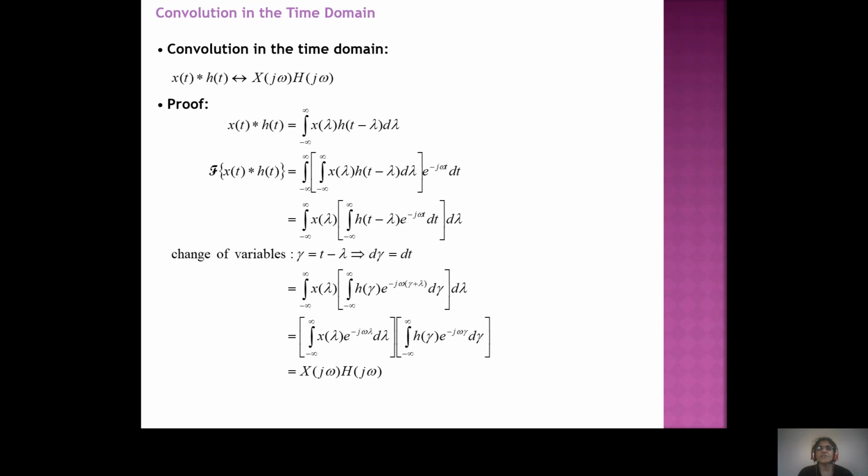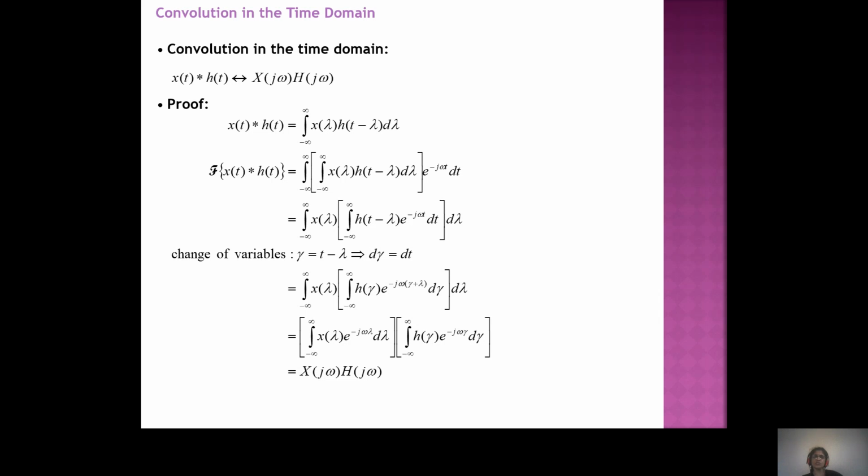Next one is convolution in the time domain. This is another property, that is the convolution property. So convolution in the time domain, x of t convolved with h of t corresponds to X of j omega H of j omega. So proof: x of t convolved with h of t is equal to integral of minus infinity to infinity of x of lambda h of t minus lambda d lambda, e power minus j omega t dt.